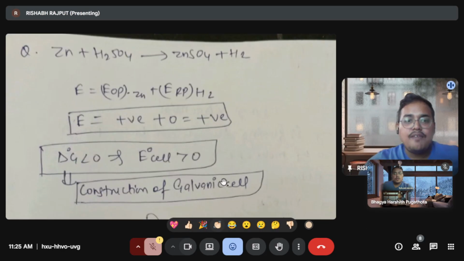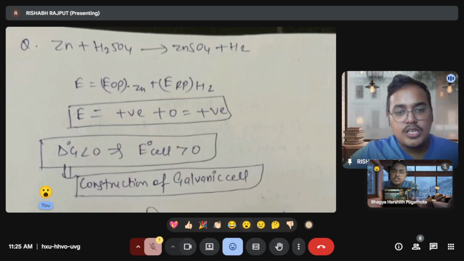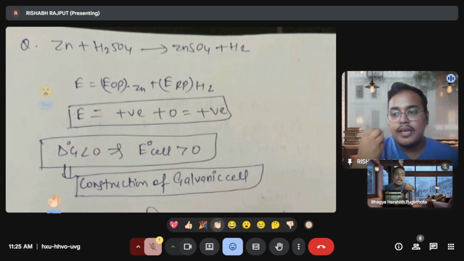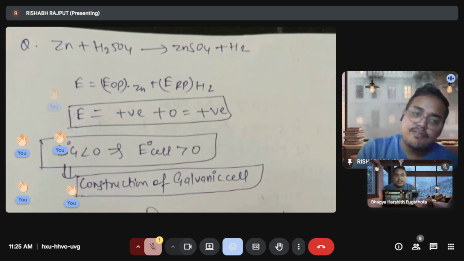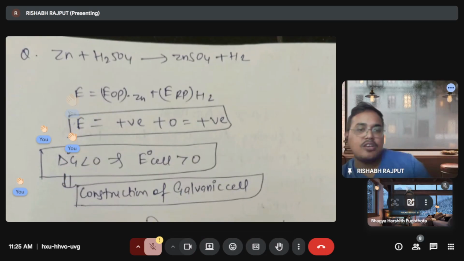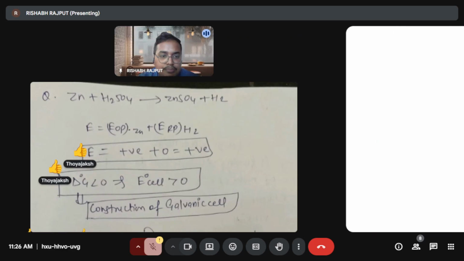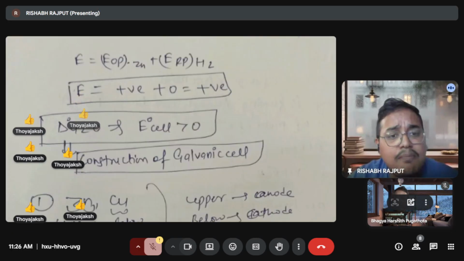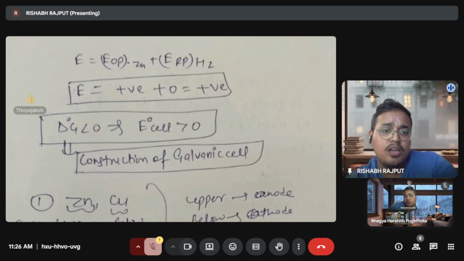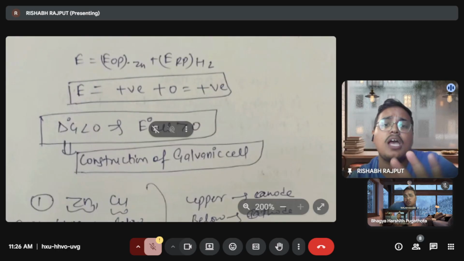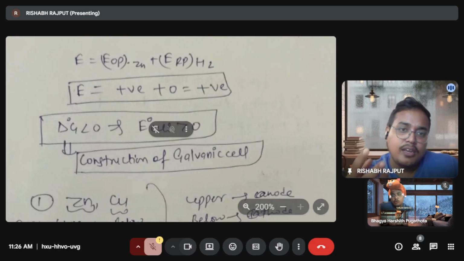So why do we use that concept? Because of this concept, you can understand that you can make the cell. That is why we study this. I will give you an example. Sometimes in NEET, JEE, and board exams, they will ask, please tell me who is the anode here, who is the cathode here, and how can you say that this is possible for a galvanic cell? So how can you tell? You can use this concept.